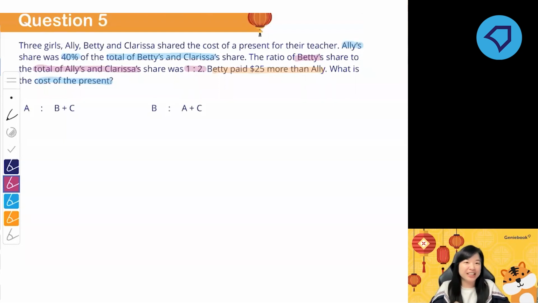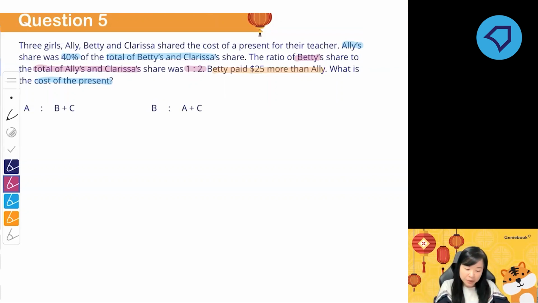Okay, very good. 2:5. Good job. Okay, so we can, 2:2, sorry. Oh, you all have to be careful again. Okay, 40% of the total. What do we have? Is it 2:5 or 2:3, everybody? Come. Let's look at this part again carefully. Ellie is 40% of the total of Betty and Clarissa.